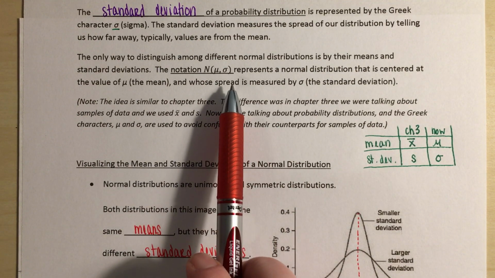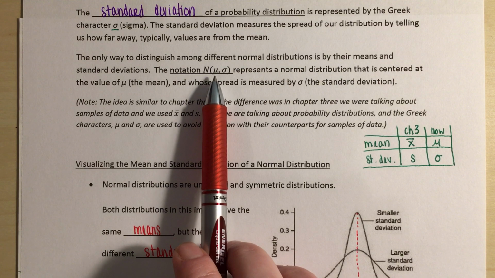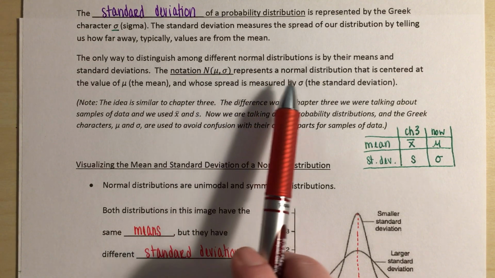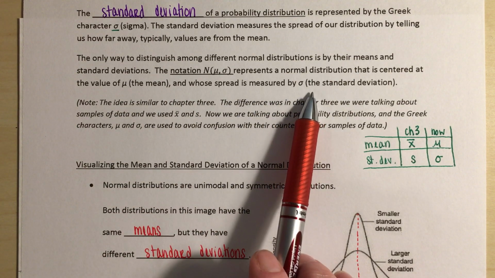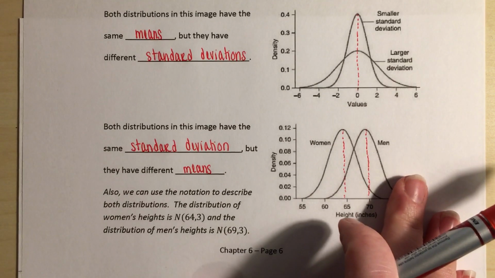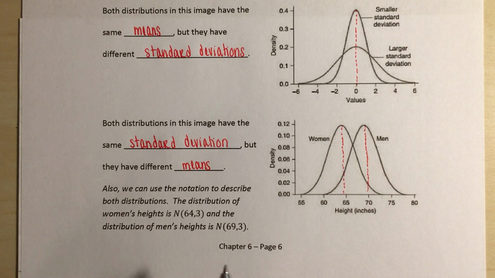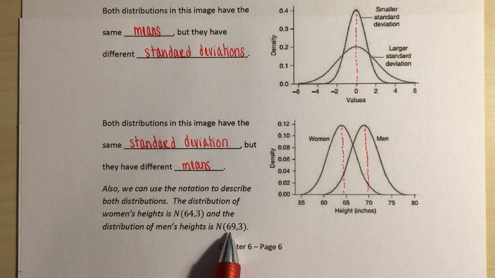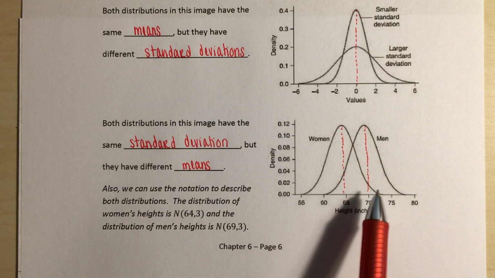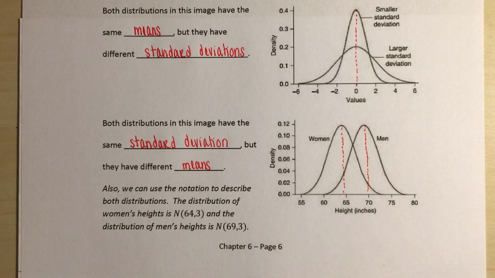So this notation, N(mu, sigma), represents a normal distribution that is centered at the value of the mean and whose spread is measured by sigma, the standard deviation. So looking at these, the distribution for the women's heights has a mean of 64 and a standard deviation of 3. And the mean of the men's heights is 69 and has a standard deviation of 3 also. Again, our standard deviations were the same because the height was the same.